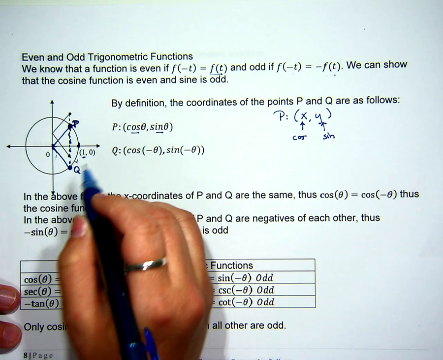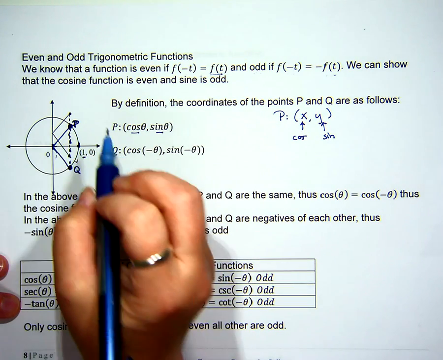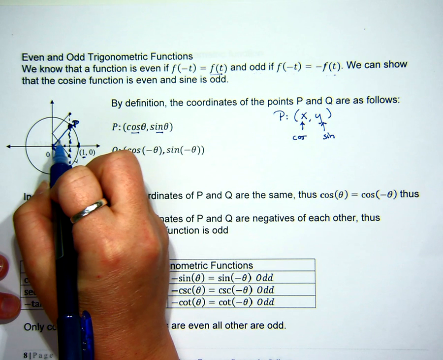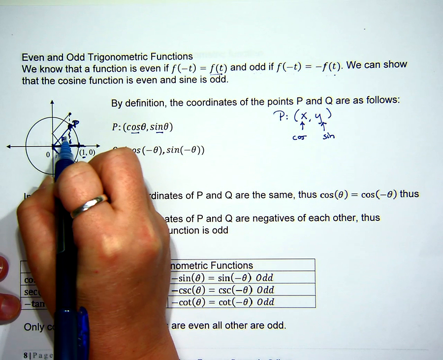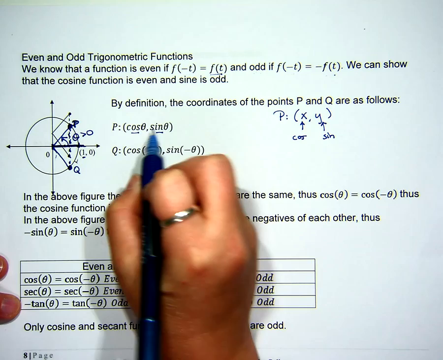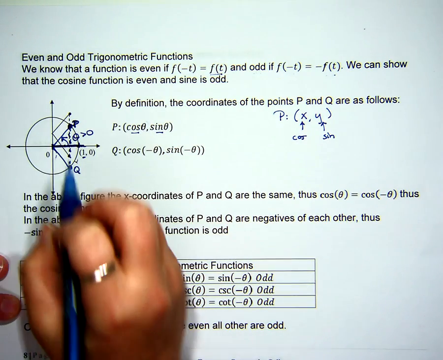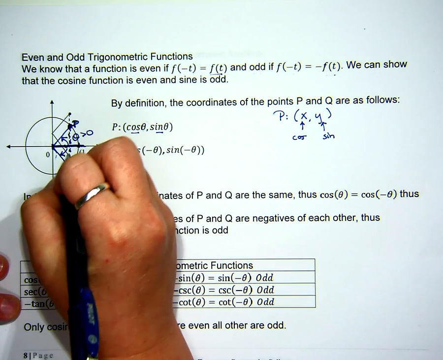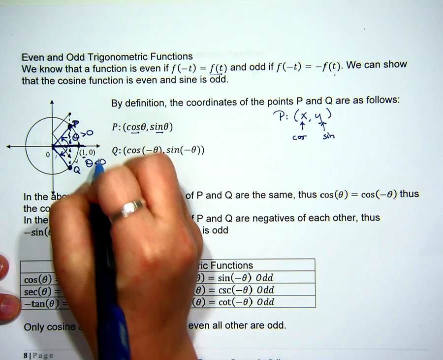Now if I'm talking about the point Q, for example, if I want to talk about the angle theta between my initial side and the point P, theta here is greater than 0, or positive, so I say positive theta. Here, however, if I start from my initial side and I open down, then theta here is less than 0, so negative.